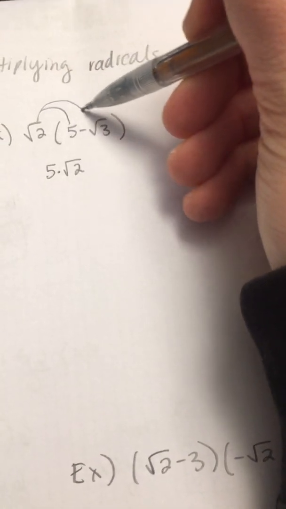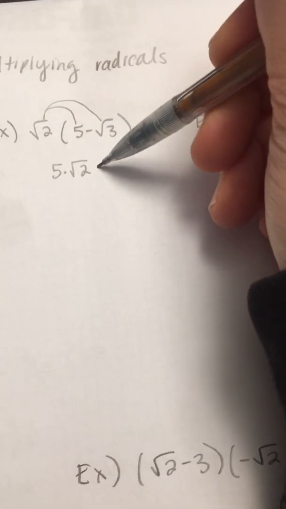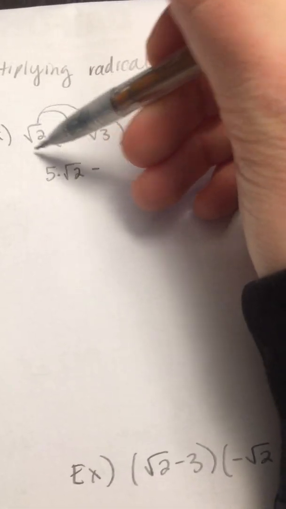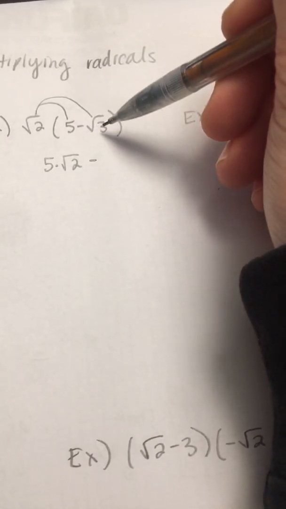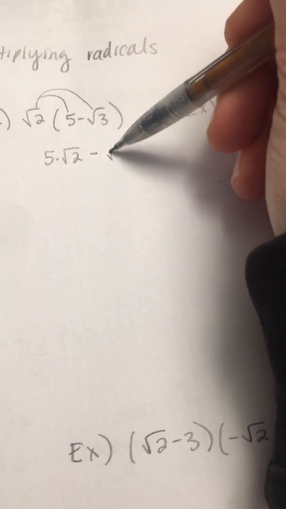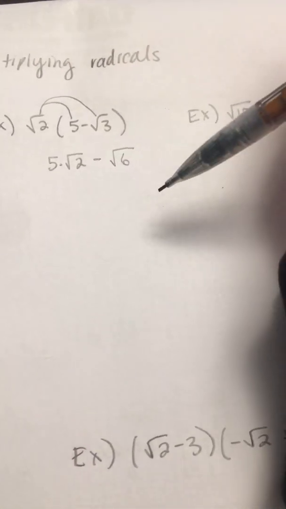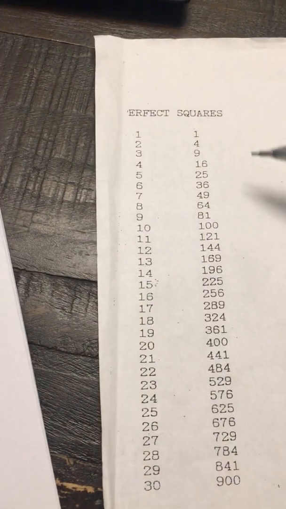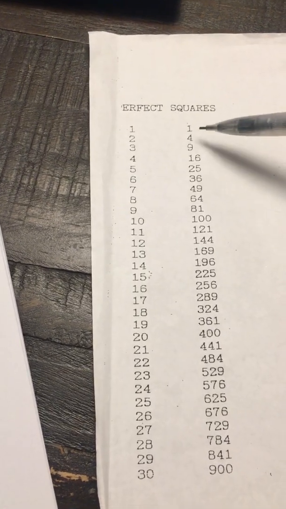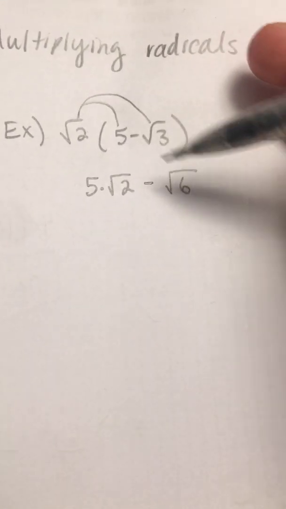Now, root 2 times negative root 3. Let's just take care of the positive times a negative is a negative. And I hope you see that both of these are under a root, which means this is the case where we can actually multiply the two numbers together. 2 times 3, 6. Now, is 2 perfect? No. Is 6 perfect? No. Can 4 go into 6? No.